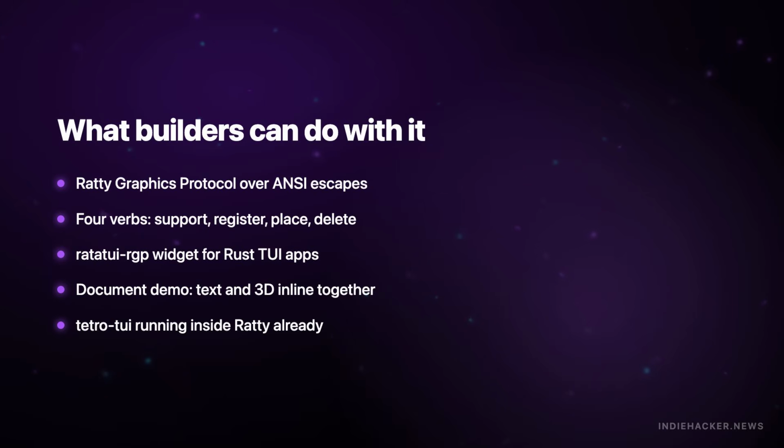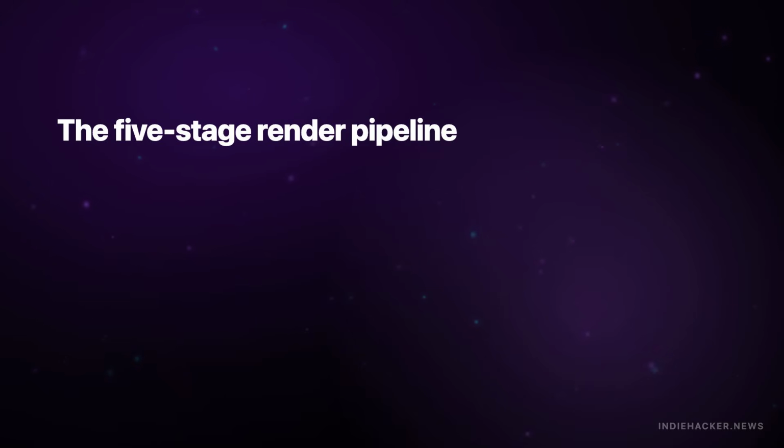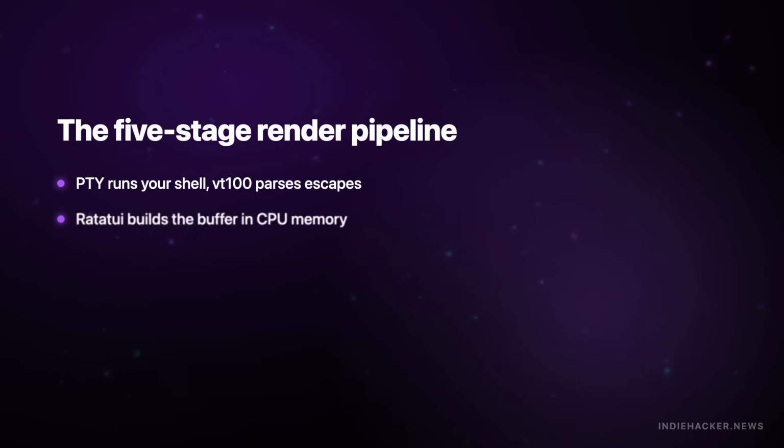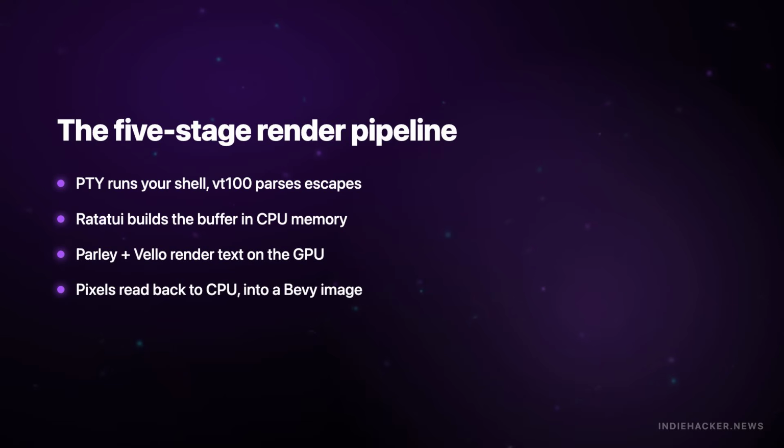Here's how the pipeline works end-to-end. A pseudo terminal runs your shell, VT100 parses the escape sequences. Ratatui draws the buffer in CPU memory. Parley and Vello render text on the GPU. Then the RGBA pixels get read back to CPU, copied into a Bevy image, and Bevy presents that texture in either a flat scene or a tilted 3D one.